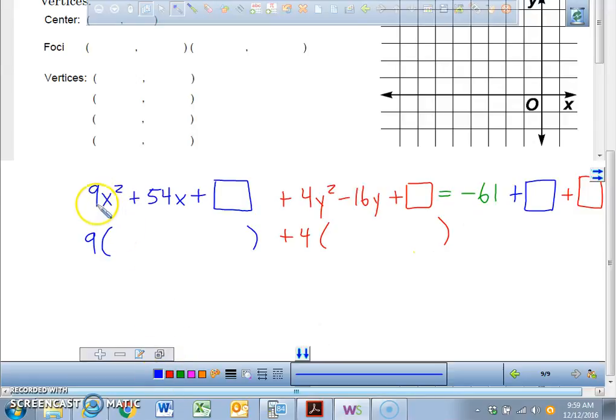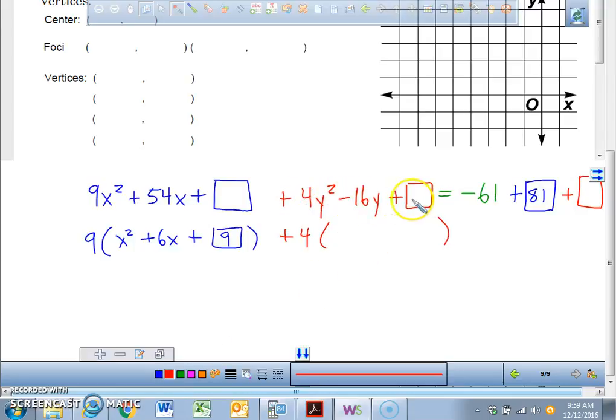Okay? So right now, you're dividing everything by a 9. 9x squared divided by 9 is x squared. 54 divided by 9 is a 6. And now I'm allowed to complete the square because I only have the coefficient of 1 in front of the x squared. So what is half of 6? 3. 3 squared is a 9. So we'll put a 9 in. However, I'm not going to put a 9 over here because technically this 9 is being multiplied by a 9. So it means over here I have to put in 81.